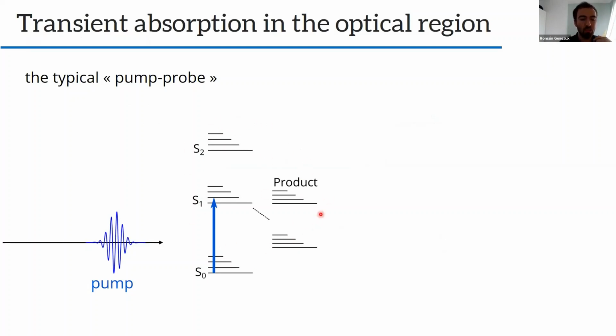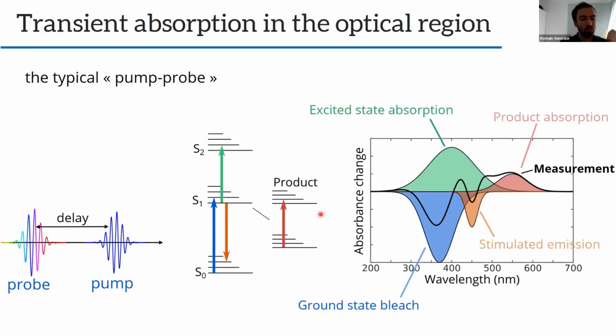And to follow what happens in this reaction, you send a second pulse, which is called the probe pulse. And depending on the wavelength that you have inside your probe pulse, so here I'm using, let's say, a white light, so there are many wavelengths in a probe pulse, you're going to be able to probe a lot of things that happen to the molecule that you're exciting.